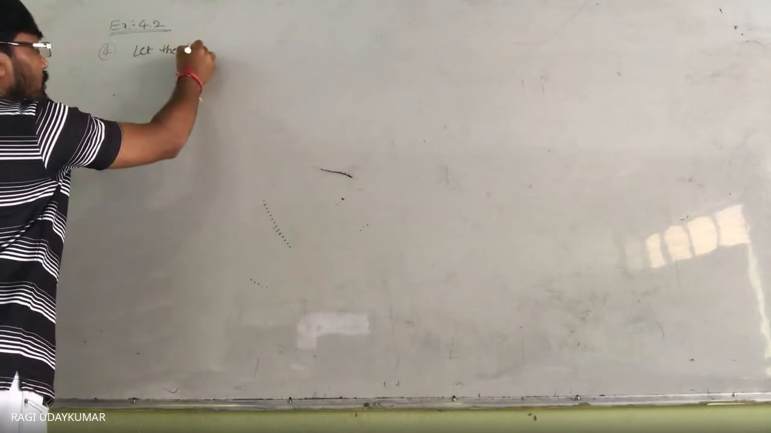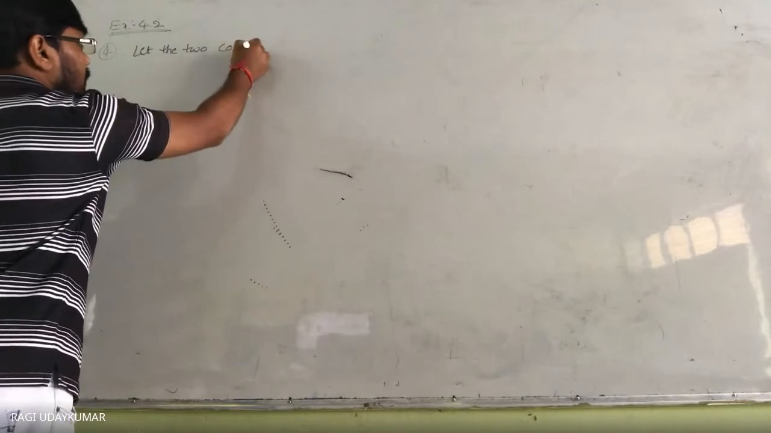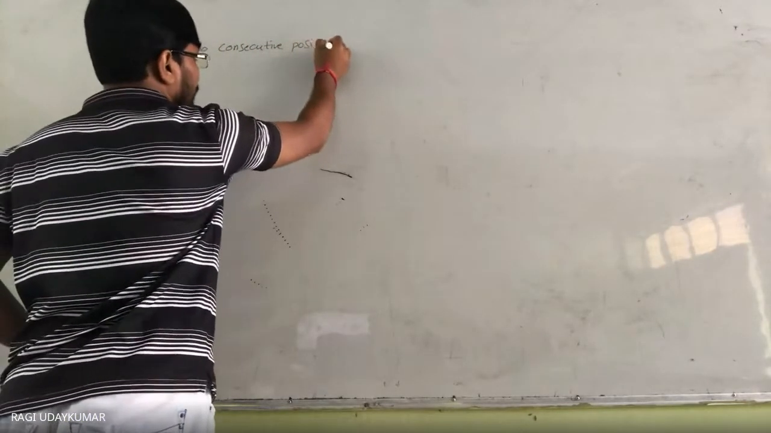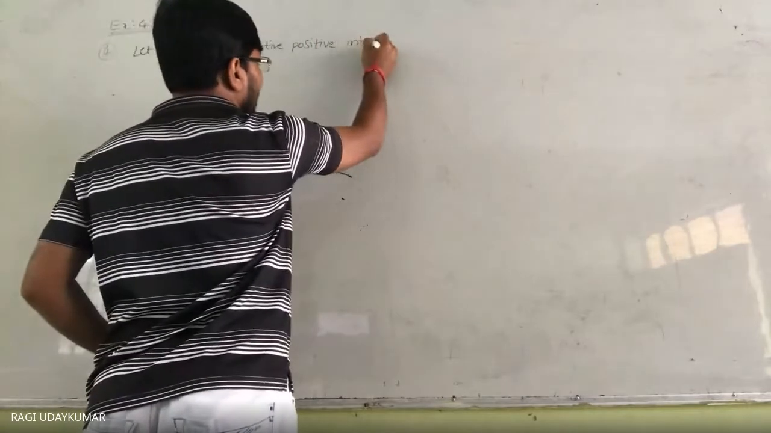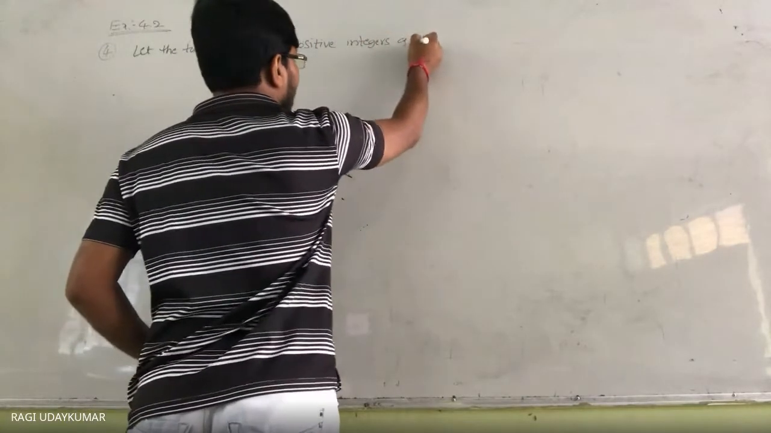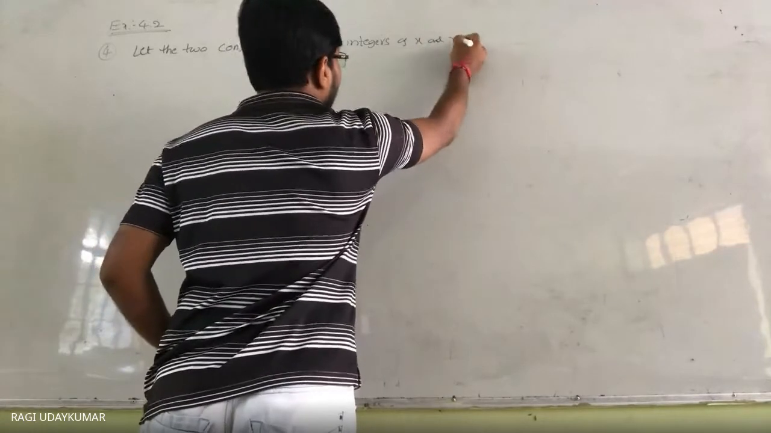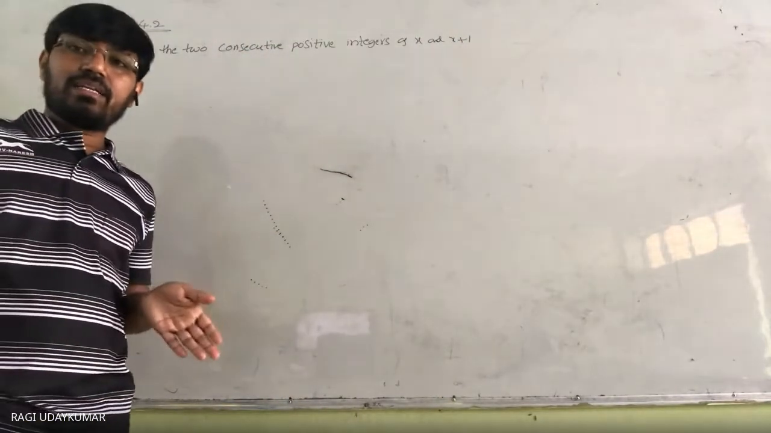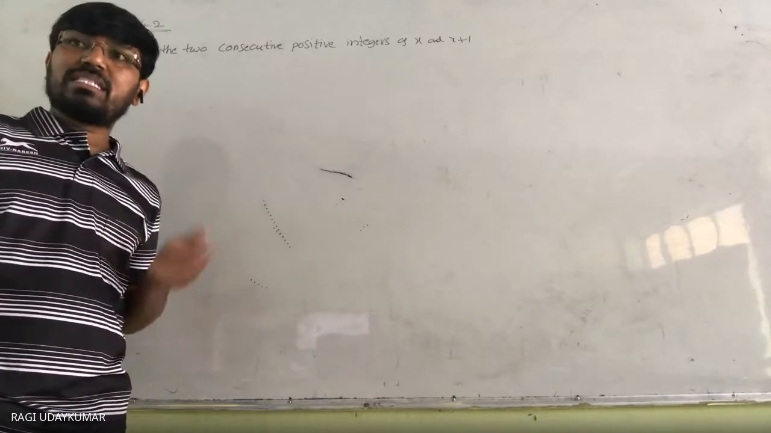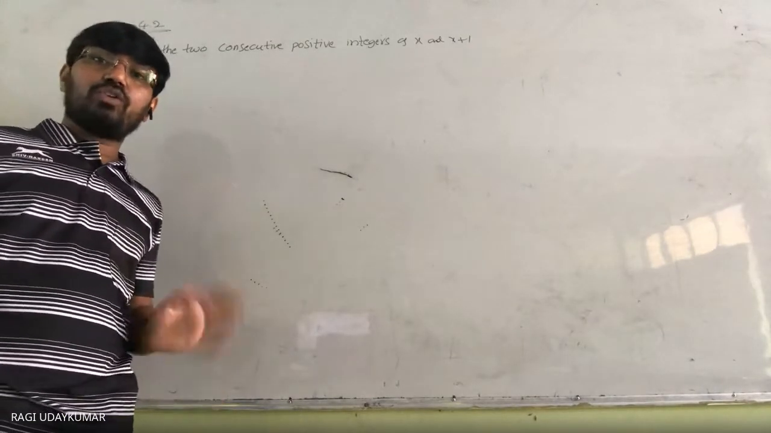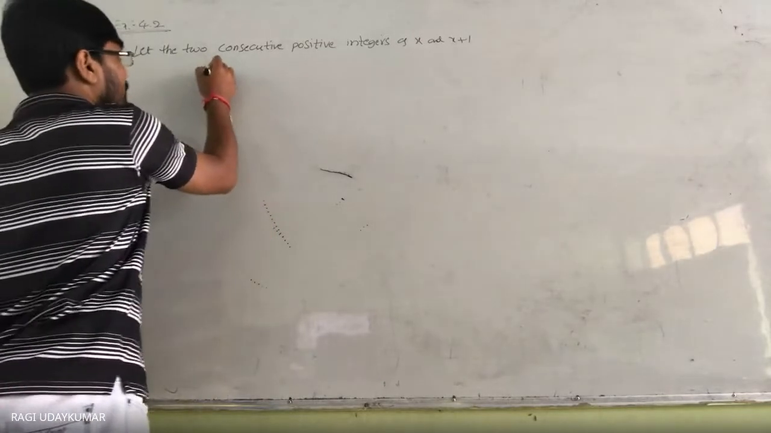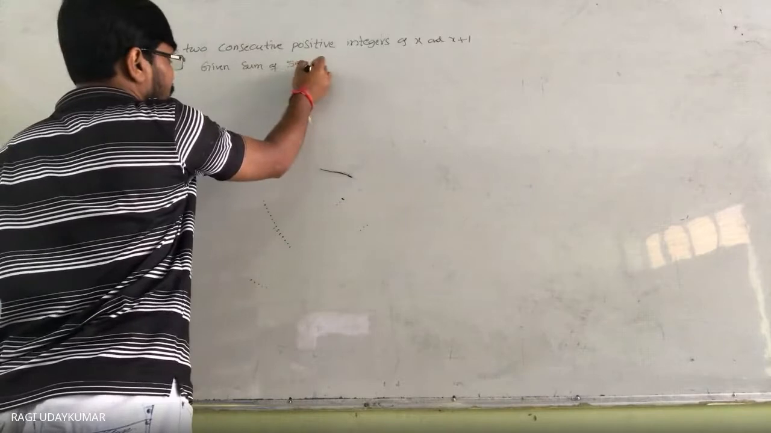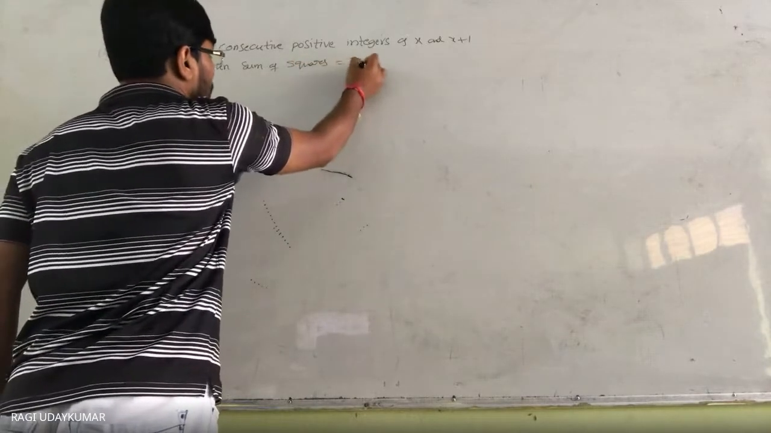Let the two consecutive positive integers be x and x plus 1. Here, the sum of the squares is given to you as 365. So, given the sum of the squares is equal to 365.